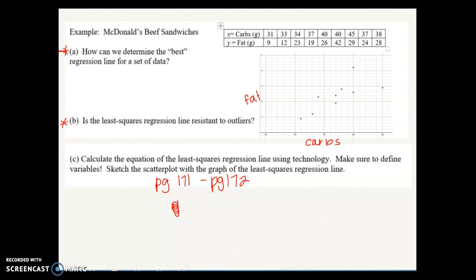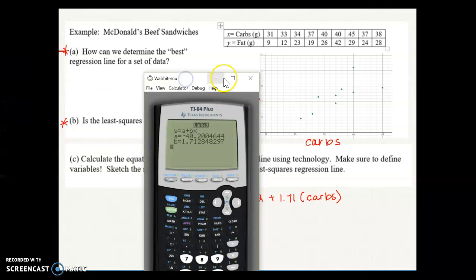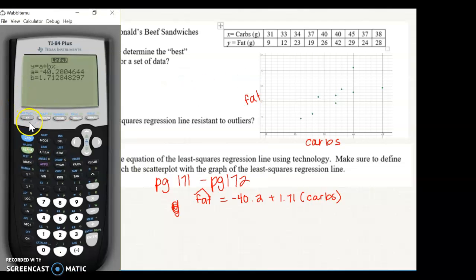And let's put it in context. So we're predicting the amount of fat. So we're going to have fat hat equals negative 40.2, our y-intercept, plus our slope of 1.71 times the amount of carbs that we have. Okay, it's important we're not putting y hat and x. We're putting fat hat and carbs. Okay? And that's what it means by define the variables.